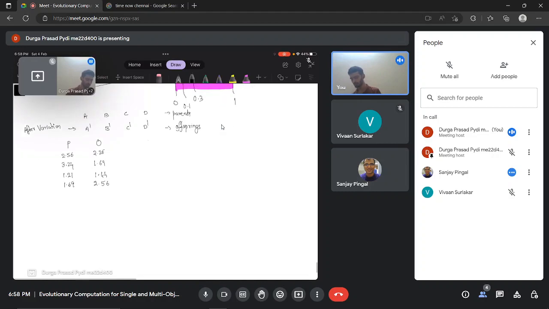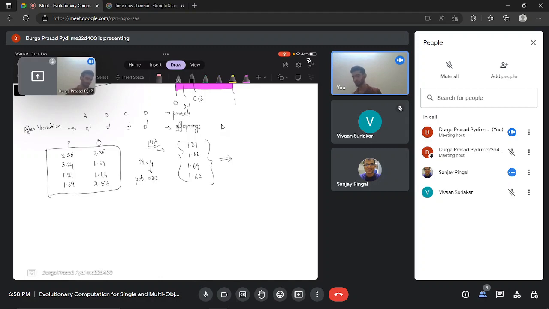If I am using the mu plus lambda strategy, I need to sort all of this combined in ascending order. So it will be 1.21, 1.44, 1.69, 1.69. Your population size, which I represent by N, is 4. So you select only these four, and only these four will go to the next generation. This is the mu plus lambda strategy.